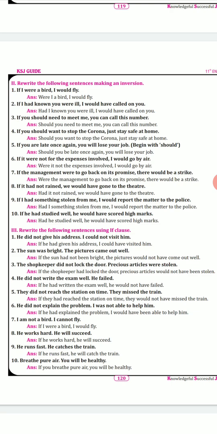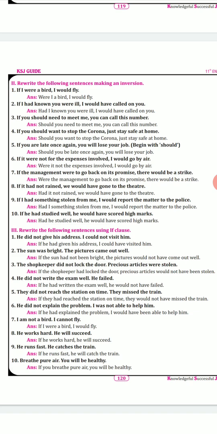And then another sentence, the shopkeeper did not lock the door, the precious article was stolen. So this should be written in impossible condition. If the shopkeeper had locked the door, past perfect tense, the precious article would not have been stolen. So this is future perfect past form but passive voice. He did not write the exam well, he failed. This is also simple past, so this can be converted into impossible condition. If he had written the exam well, he would not have failed.